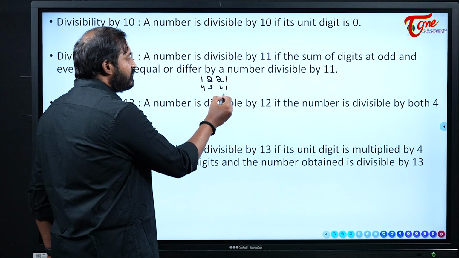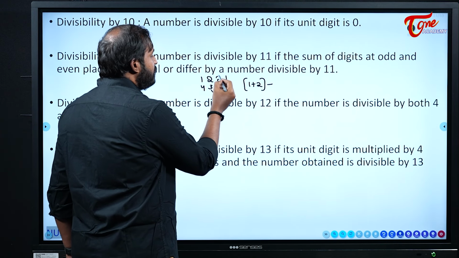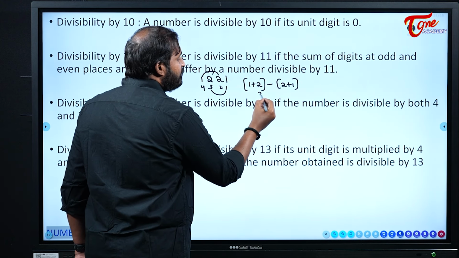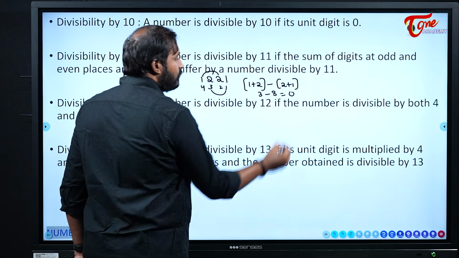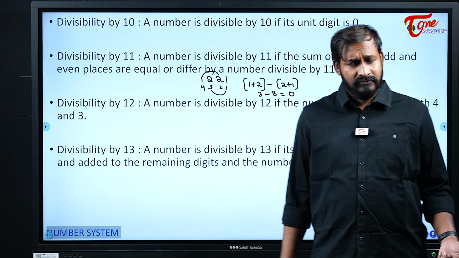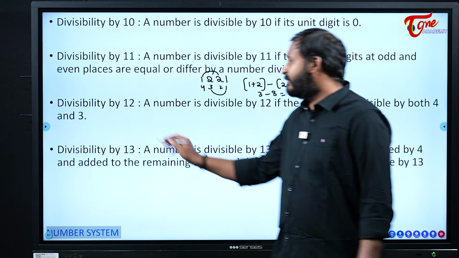So, what are odd positions for me here? 1 plus 2. And what are even positions for me? Same, 2 plus 1. So, what is the difference between their sums? It is 0. The difference between their sums should be either 0 or 11. Then that number is divisible by 11. Right? Next, divisibility by 12.